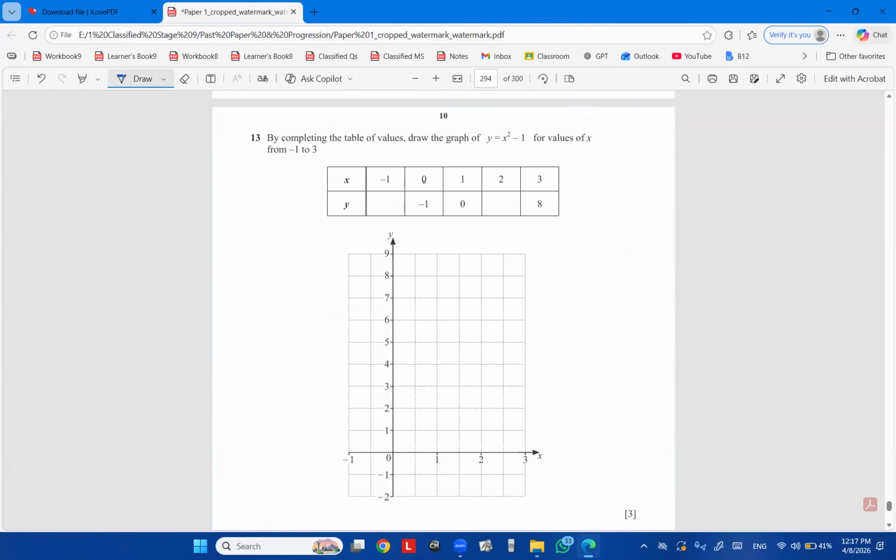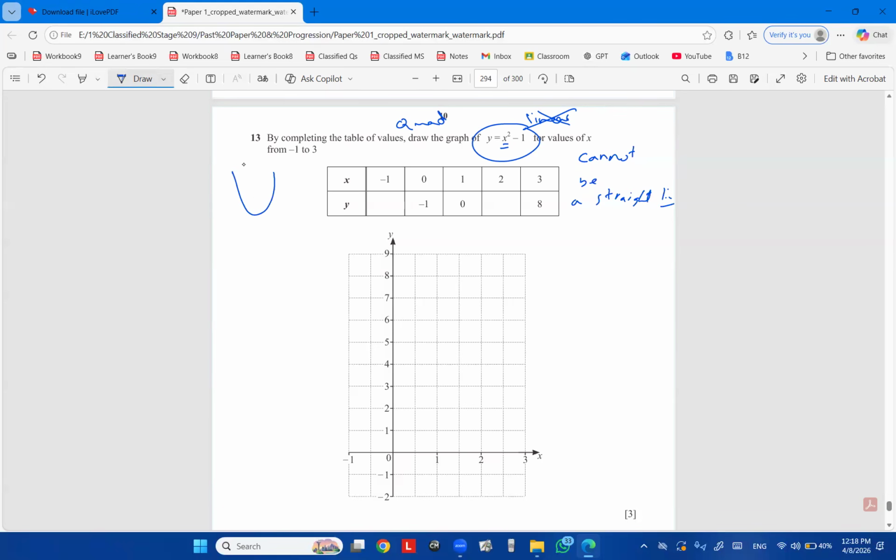By completing the table of values, draw the graph y equals x squared minus 1. Before even completing the table and before drawing the graph, I know that this cannot be a straight line. Why? Because this is not a linear function. Linear is a straight line. This is quadratic. It is quadratic because the power of x is 2. So I definitely know that I'm going to have a parabola.